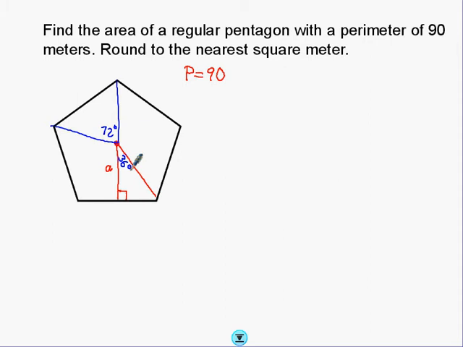Okay, after finding that central angle, we need to find the leg lengths. Well, given that the perimeter is 90, I know I can find the length of each one of these sides. I just divide 90 by 5, and I find that each side is 18. If I look at this triangle right here, this little half triangle, half of 18 is 9. Now, at this point, all I need to solve area is the apothem.